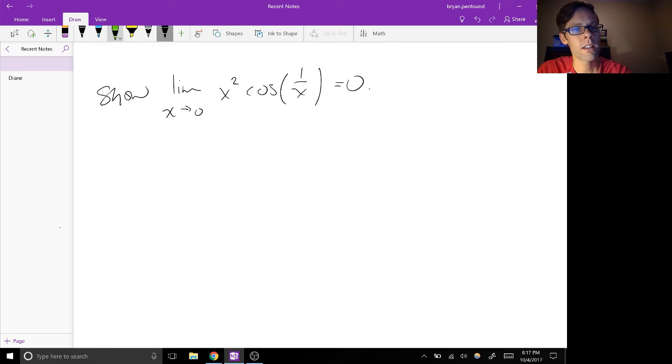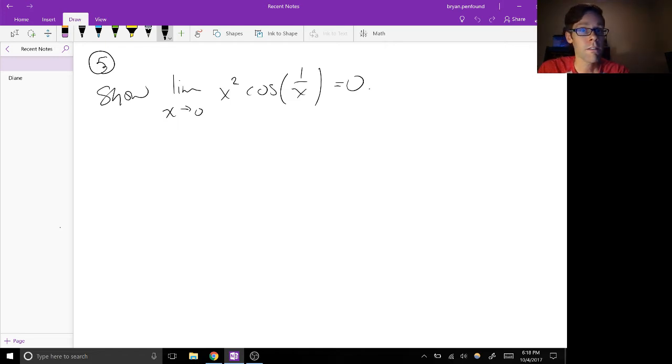I did have a request to look at question 5 from the practice test, and that is using the squeeze theorem, looking to show that the limit as x gets closer to 0 of this function is 0.